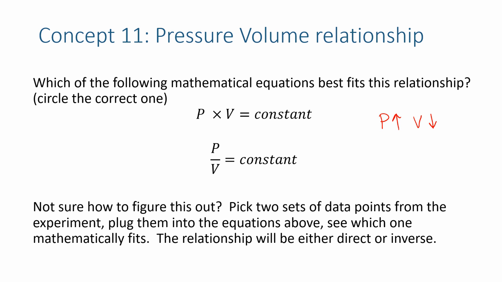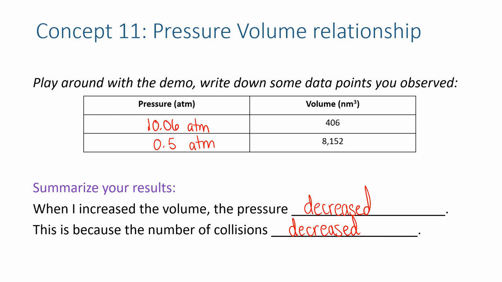And if you're not trying to figure this out, we can pick 2 sets of data points. Let's actually do this so we can kind of see what we're talking about here. If you're like, what does she mean here? Let's try this out. So if we take pressure divided by volume, that certainly does not look constant, but let's maybe plug this in so we can check it.